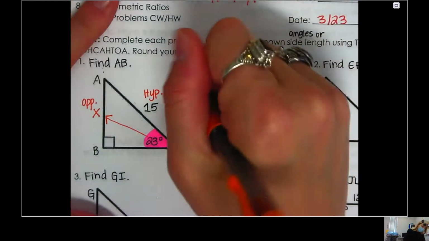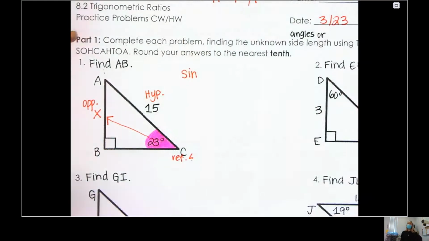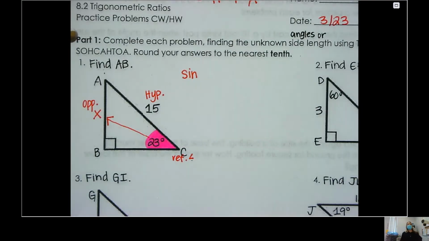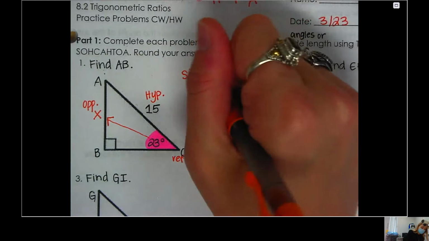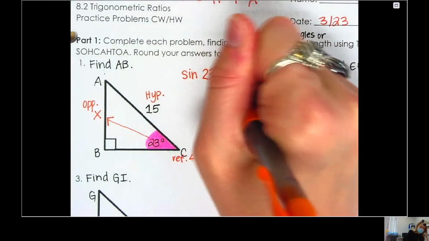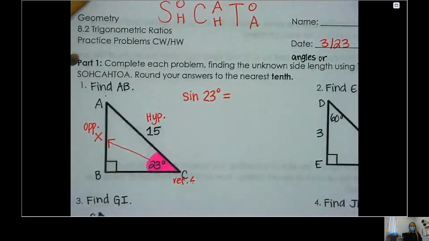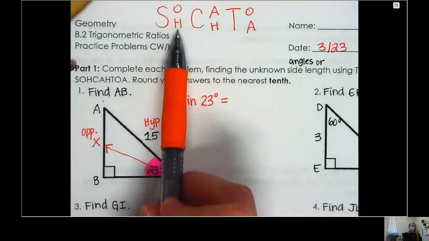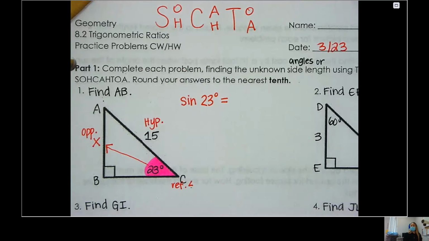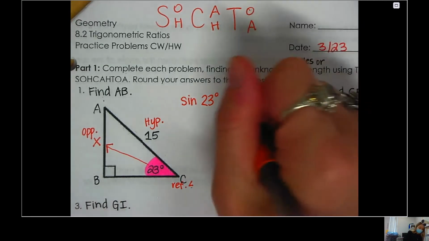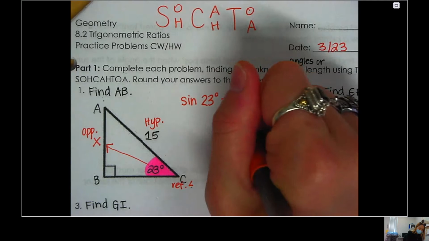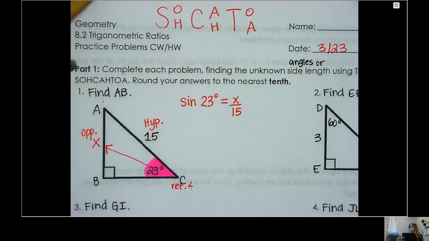Okay, so the sine. Remember, we're going to use the first three letters. The sine of your reference angle. What's your angle? 23. So the sine of 23 equals opposite over hypotenuse. What divided by what? X divided by 15. Good. The opposite over the hypotenuse. X over 15. Whew. And now it's an algebra problem.